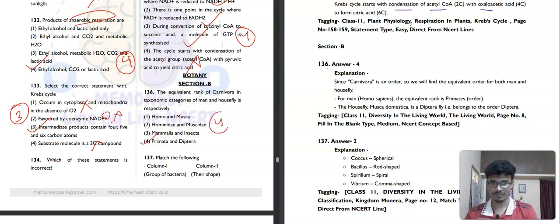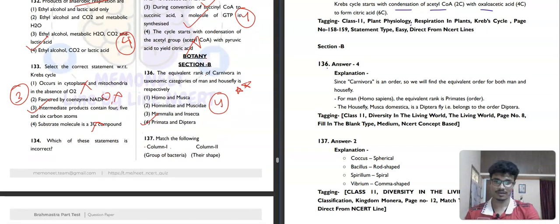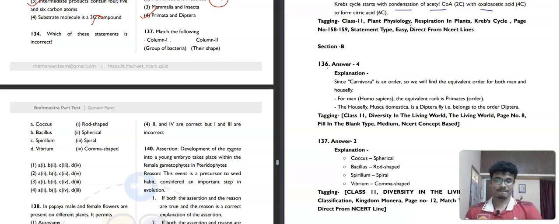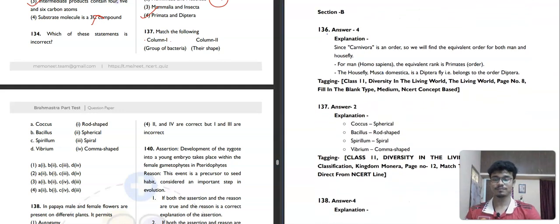This is a very good question from living world, I will say. A good question. In question number 137, match the following, column 1 and column 2. Column 1 gives the group of bacteria and column 2 gives their shape. Coccus is spherical. You know that coccus is spherical. And bacillus is rod shaped. Spirillum, as the name says, is spiral shaped, and vibrio is comma shaped. The correct option is the second.